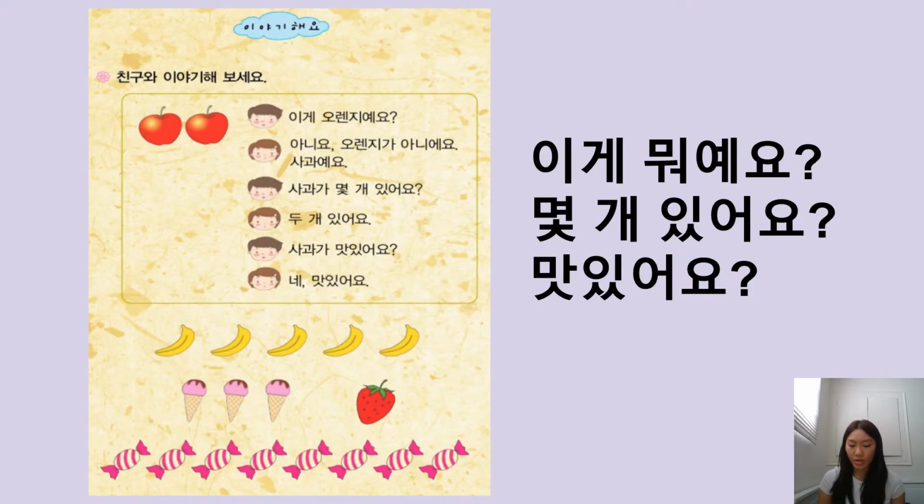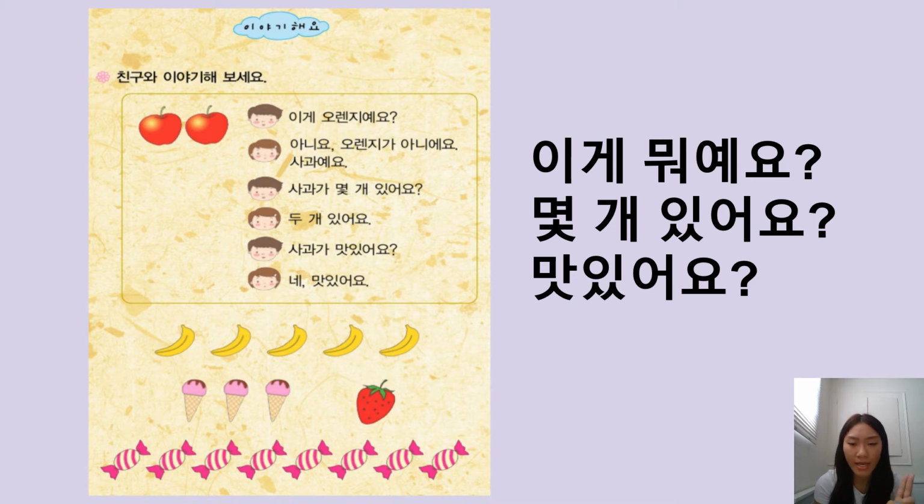So the next page, we're gonna do some verbal exercise. Okay, let's see. It says 친구와 이야기해 보세요. So in this case, I am your 친구, and we're going to do this together. So let's see. We see two apples, and we're going to read the conversation in the little box. Okay, so it says 이게 오렌지예요? 아니요, 오렌지가 아니에요. 사과예요. 사과가 몇 개 있어요? 2개 있어요. 사과가 맛있어요? 네, 맛있어요. So there's 3 questions being asked. First one is, what is this? 이게 뭐예요?